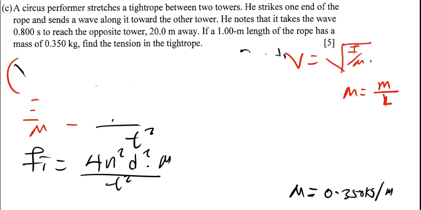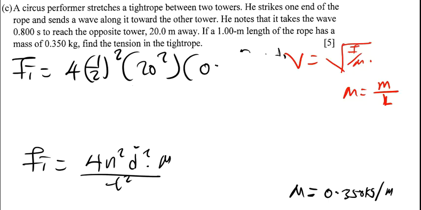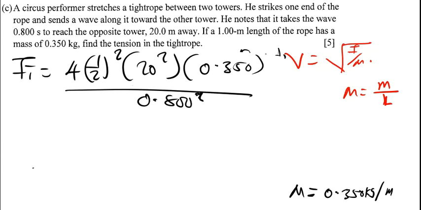Let's try to plug in the values. This t is squared. Okay, t is now down. So the tension force will be equal to 4. The n now, n is the number of rounds. We say it is half, but we have to square it. d is 20, but we have to square it. The mu value is 0.350, but we don't have to square it. The time is 0.800, but we have to square it. So let's see the tension we're going to have.